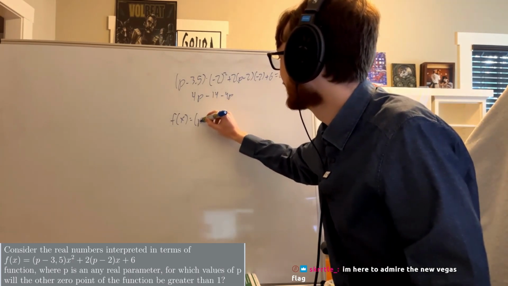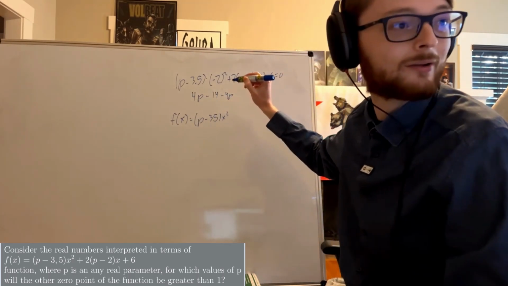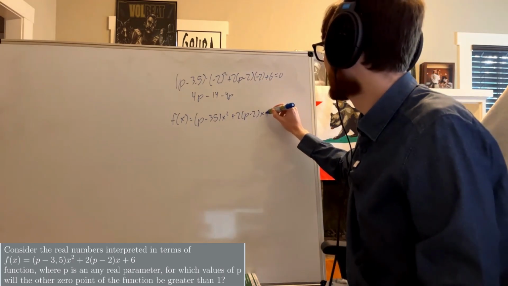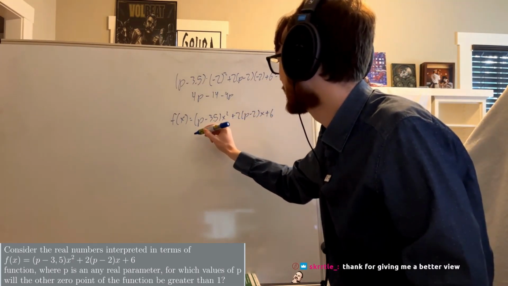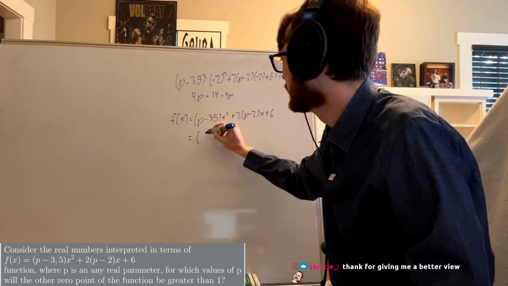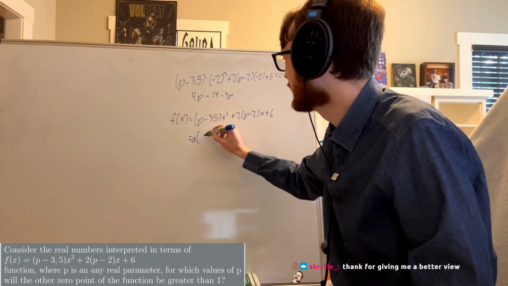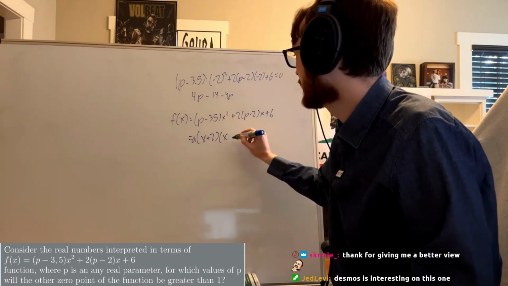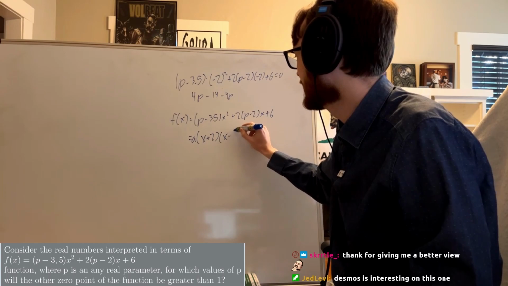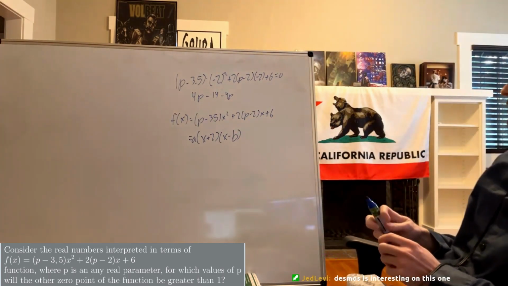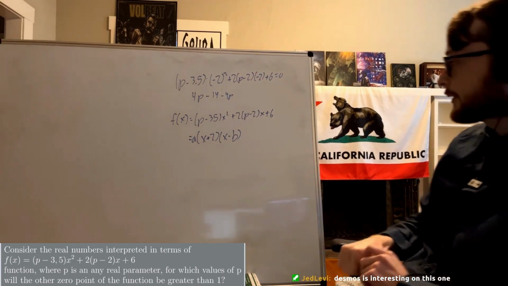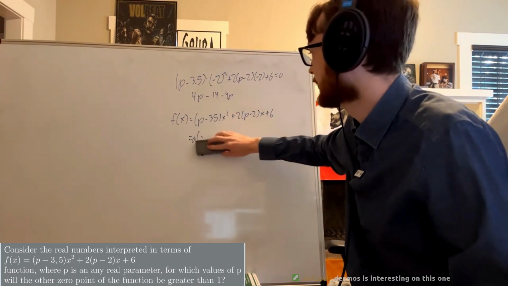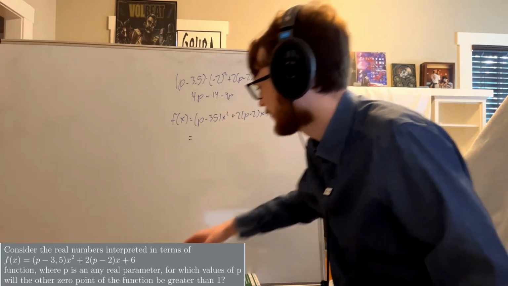p minus 3.5 x squared plus 2p minus 2x plus 6. And we also know that if negative 2 is a 0, it should be equal to... Oh, we get 3 variables. That might be okay, though. Let's say a times x plus 2 times x minus b, let's say. And actually, no, we don't need a, because we can do p minus 3.5. It has to be that coefficient of x squared, doesn't it? Otherwise, math breaks.